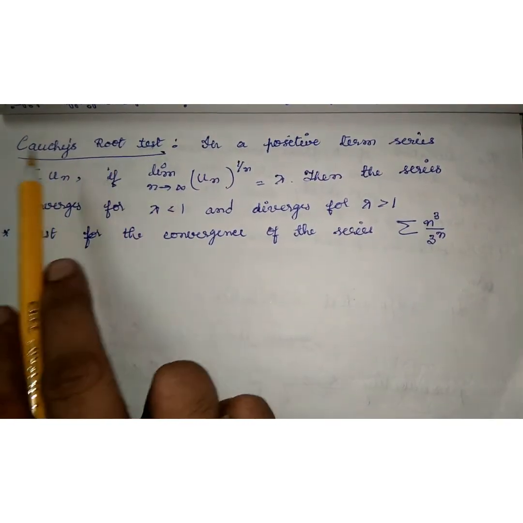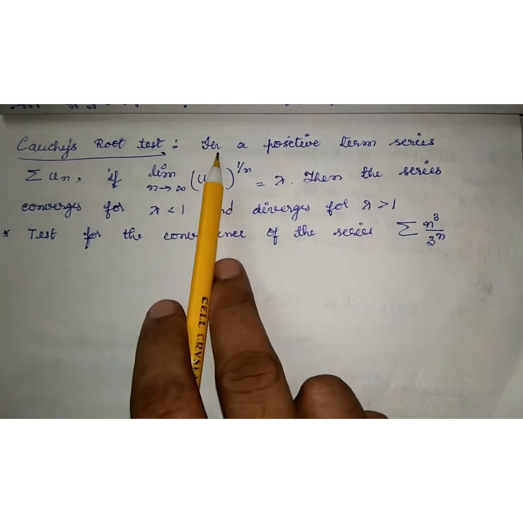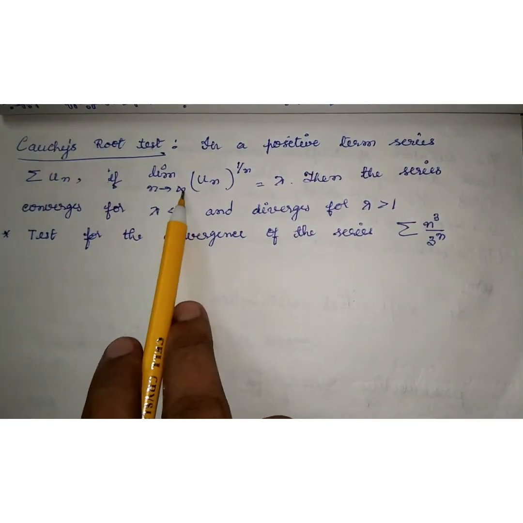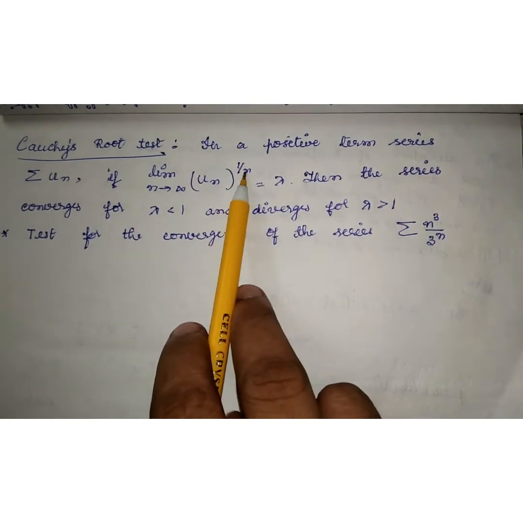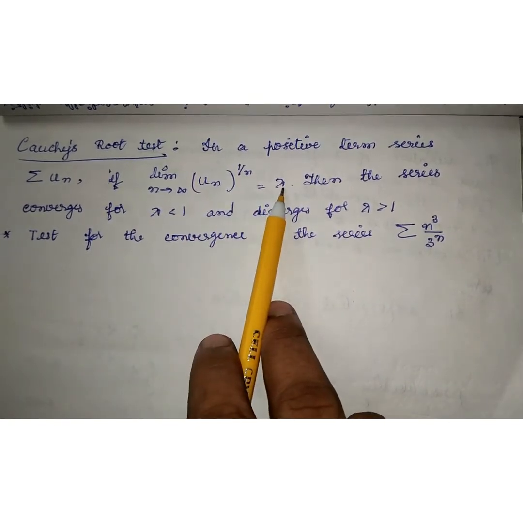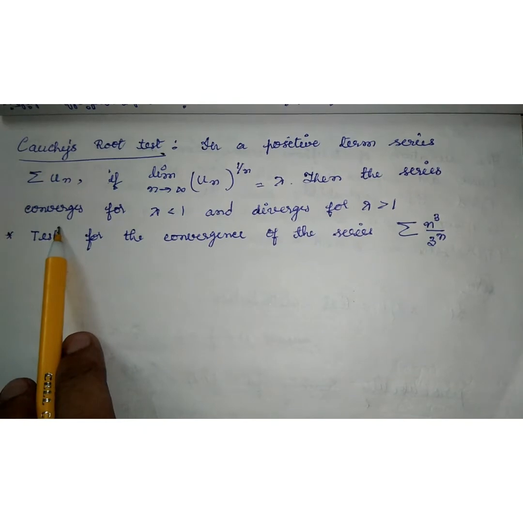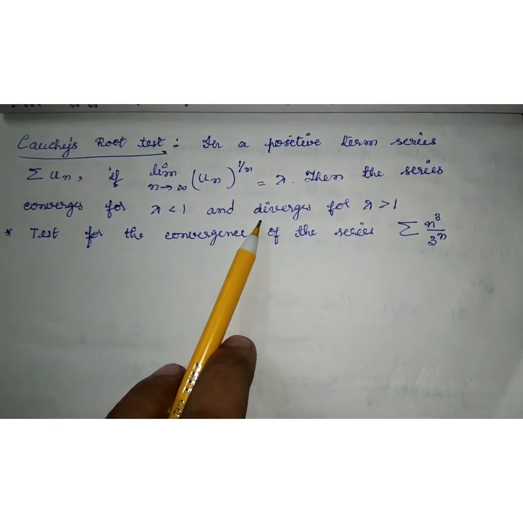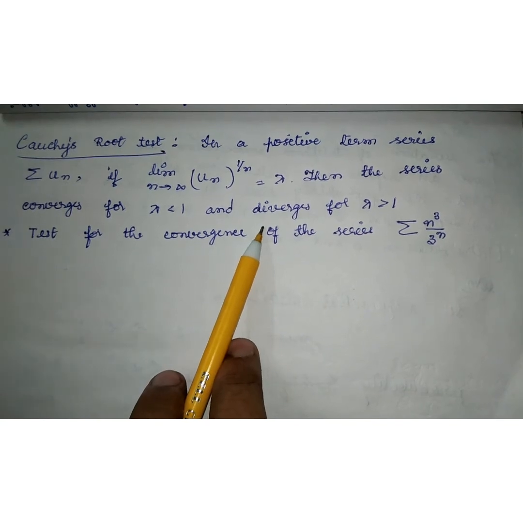So the statement of Cauchy's root test is: in a positive term series summation un, if limit n tends to infinity un to the power 1 by n equals lambda, then the series is convergent for lambda less than 1 and the series is divergent for lambda greater than 1. So let us solve problems on this.